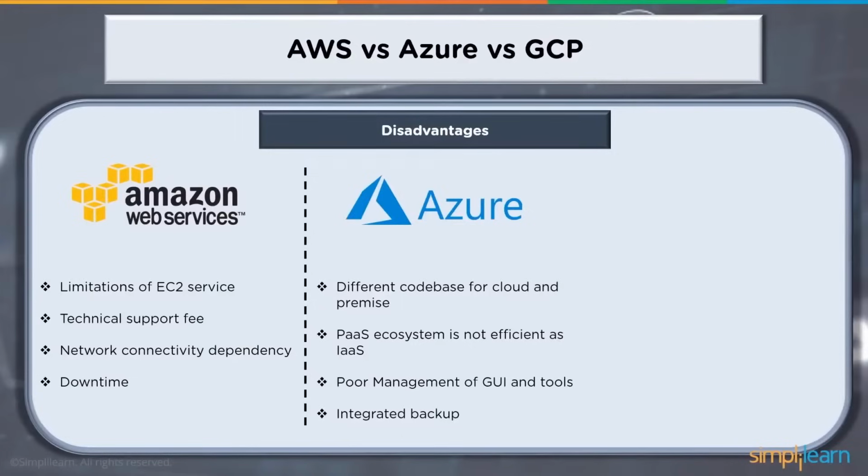Azure has a different code base for cloud and premise. Platform as a service ecosystem is not really as efficient as infrastructure as a service. Poor management of GUI and tools, integrated backup.